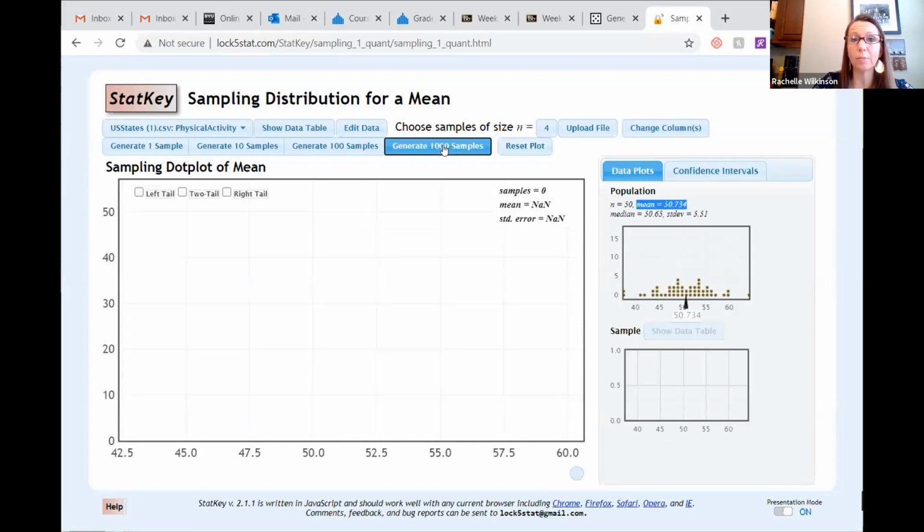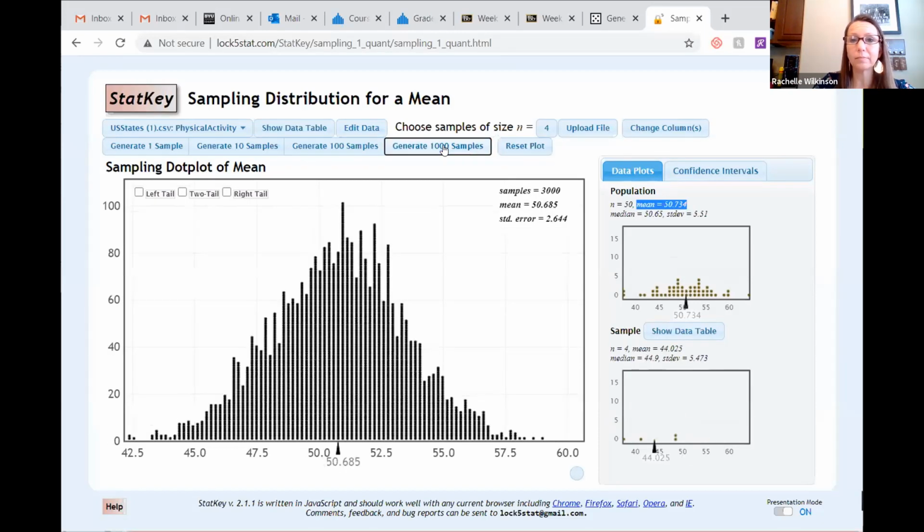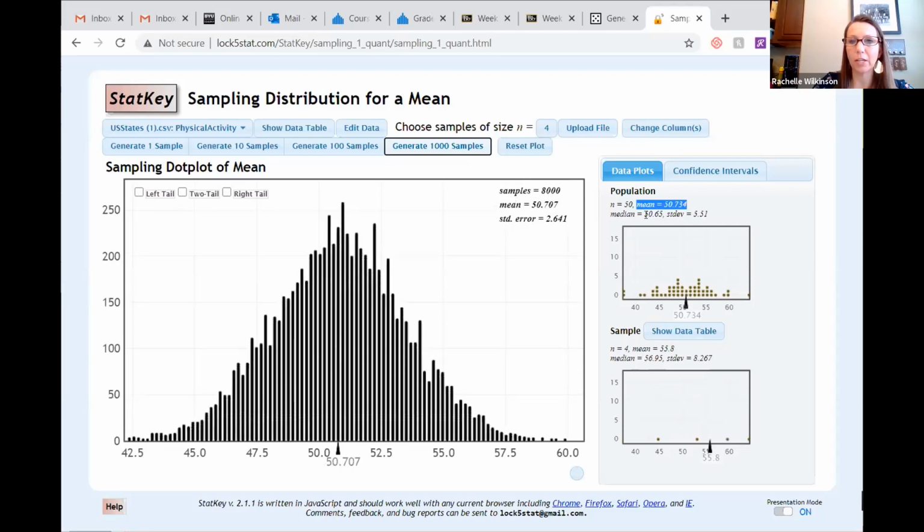And you notice, even if I reset the plot and I do it again, then I'm going to end up with a value that is very close to the population mean. So the center, or the mean, of my sampling distribution should be pretty much the same as, or very similar to, the mean of the population. So that's a good thing.